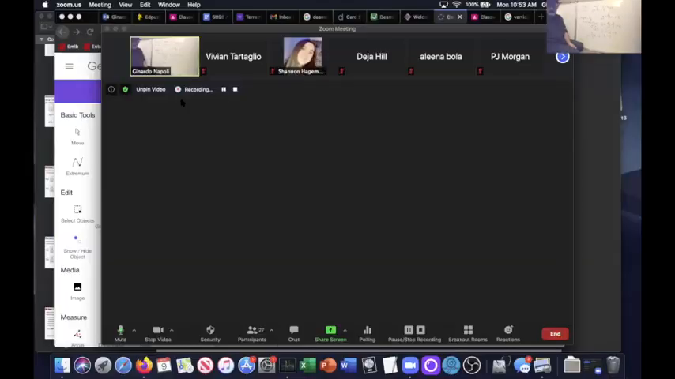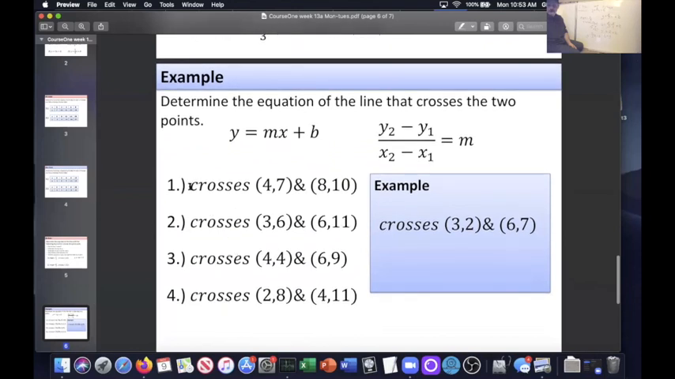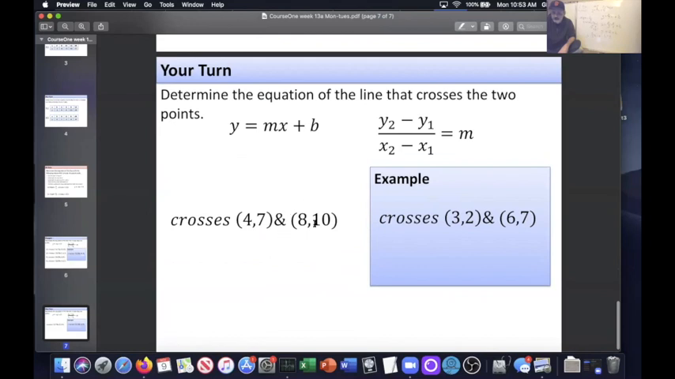But sometimes you don't have the slope at first. Now ignore these four problems. I forgot to erase them. I forgot to get rid of them. So we're going to have an example, what's in the blue, and then here's your turn. So this is your turn right here.